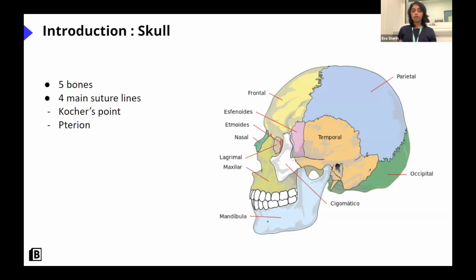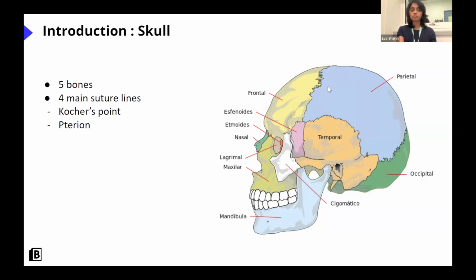So a few things that I would ask you to remember in this is your Kocher's point and your pterion. Pterion is a simpler point that you'll have to remember, which is basically the joining area of all 4 bones over here. So we've got the sphenoid, we've got the frontal, we've got your parietal, and your temporal. So this point where it joins is kind of important because it's comparatively more thin than the other part of the skull. So it is also more prone for fractures and causing bleeds. So this pterion is something that you'll have to keep in your mind.